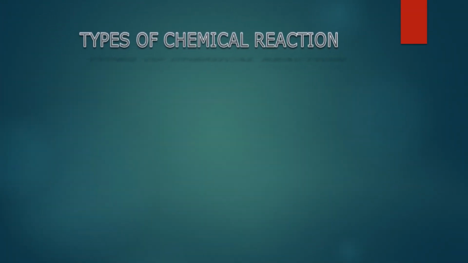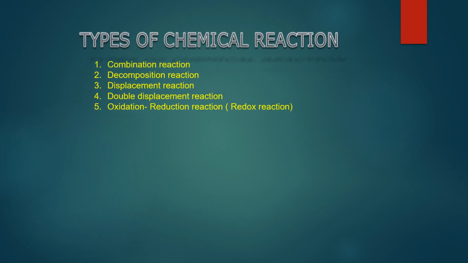In today's session, we shall look into the different types of chemical reactions. This year, you're going to study 5 different types of chemical reactions. They are combination reaction, decomposition reaction, displacement reaction, double displacement reaction, and oxidation reduction reaction or redox reaction. In today's session, we will study the first 4 different types of chemical reactions. The last one we will do in the next session.